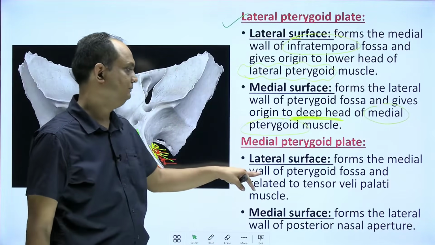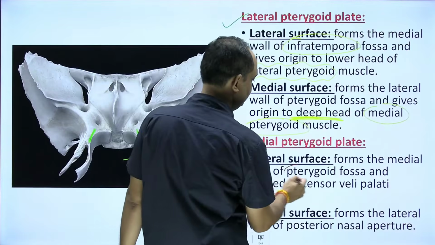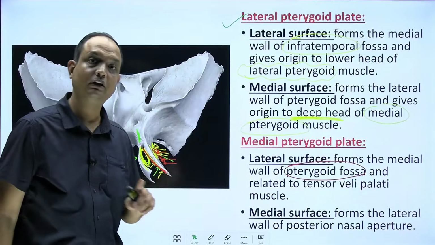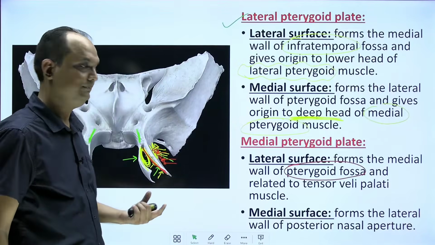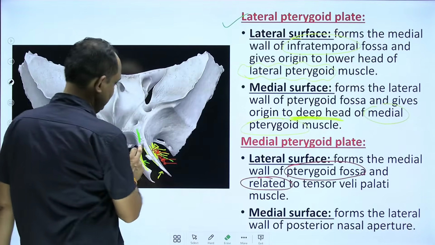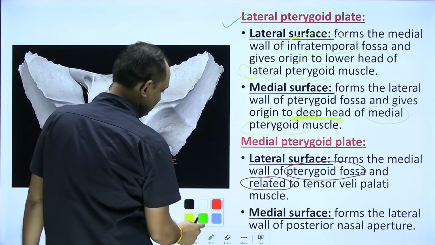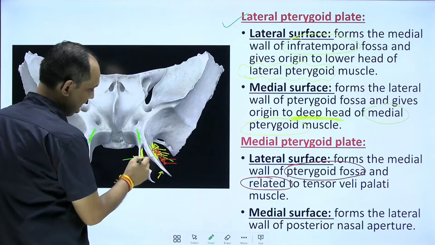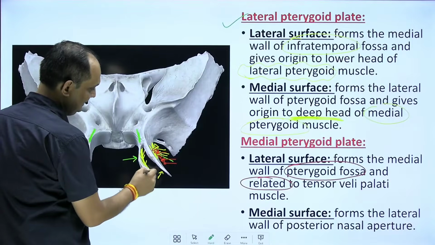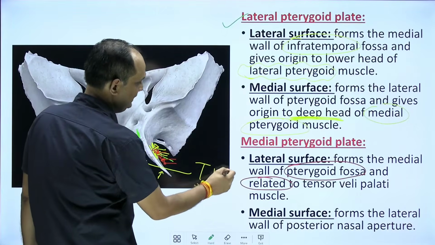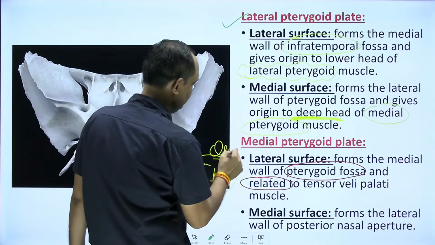The lateral surface of the medial plate is forming the medial boundary of the pterygoid fossa and this is related with a muscle. It will not give rise to origin. Please keep this in mind. Rather, it is related to the muscle. If you see this surface, you have a muscle tendon going downward along it, and that tendon is the tendon of the tensor veli palatini muscle. So, this is a question for your exam.